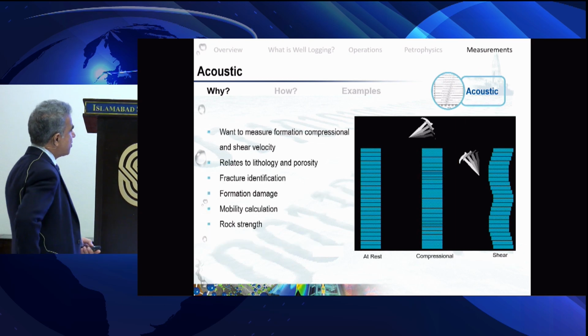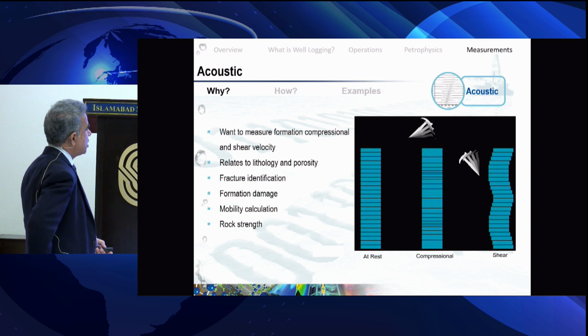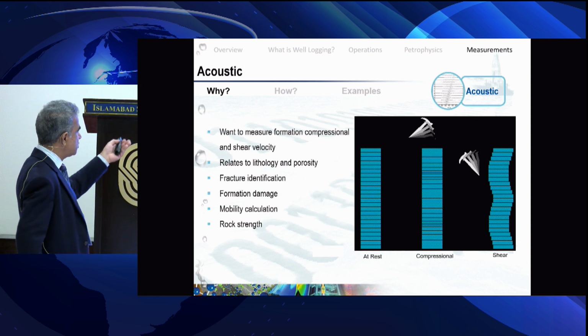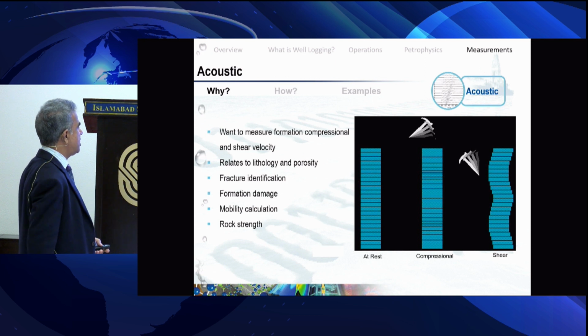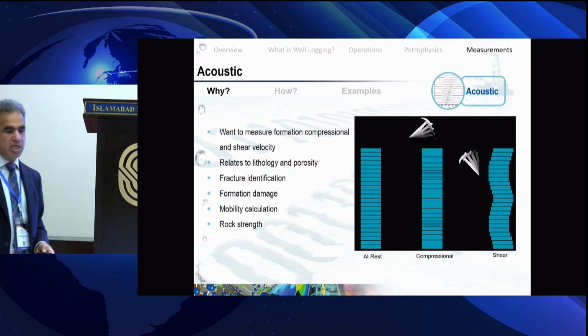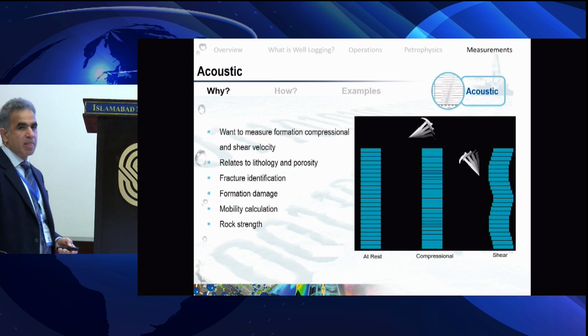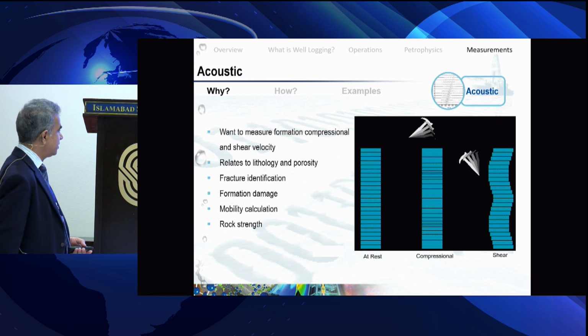So what do we get out of this? We want to relate these measurements again to certain lithologies, certain porosity, and also additional benefits like fractures, formation damage, and mobility calculation. Mobility is like permeability. Then rock strength: is the rock very stiff, consolidated, or unconsolidated? Its shear wave and compression wave will have a different response.